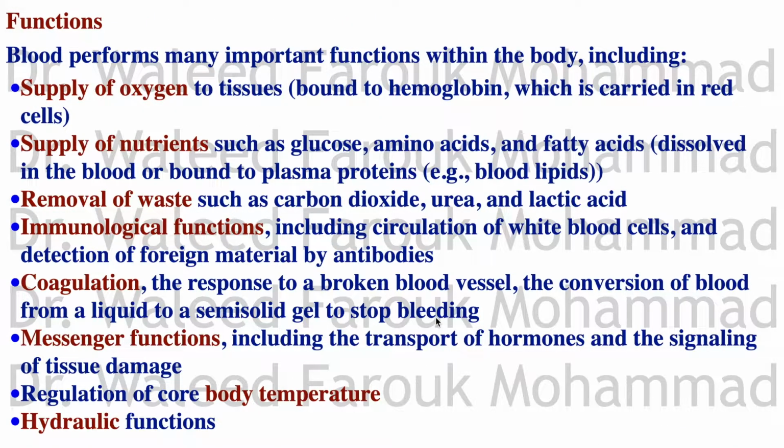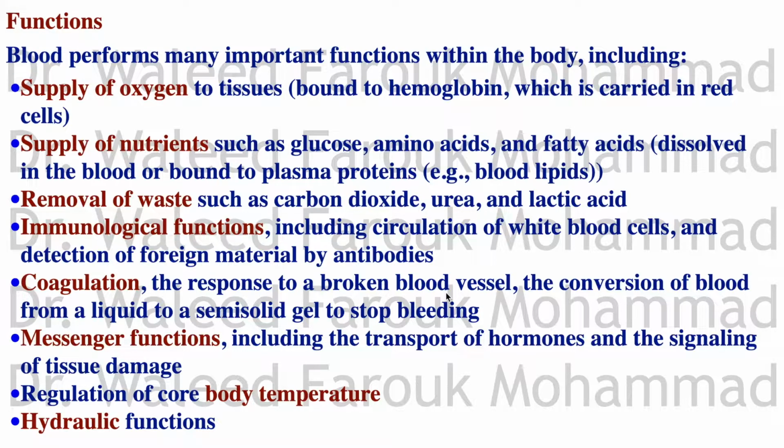Functions of the blood, to summarize: it supplies oxygen to the tissues. The oxygen is bound to hemoglobin, which has ferrous ions in it. It also supplies nutrients like glucose, amino acids, and fatty acids. They are dissolved in blood. The blood removes the waste products of metabolism, such as carbon dioxide, urea, and lactic acid. It has immunological functions because of the presence of the white blood cells.